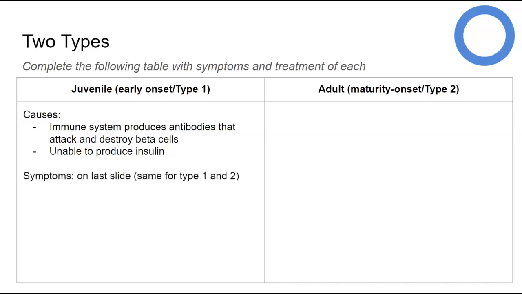So that's why they're going to feel tired. They're going to end up using proteins and fats to get glucose, and they're going to be peeing all of their glucose out because of the fact that they cannot produce insulin.